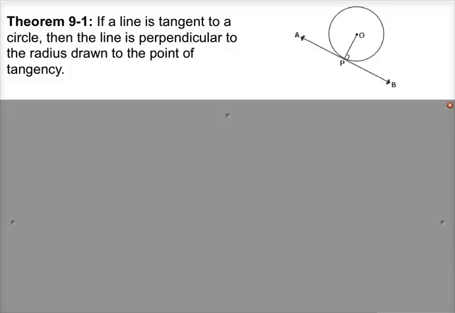Theorem 9.1. If a line is tangent to a circle, then the line is perpendicular to the radius drawn to the point of tangency. So the big fact here is if you have a tangent and you draw in the radii, the big thing is they end up being perpendicular and give you a 90-degree angle.